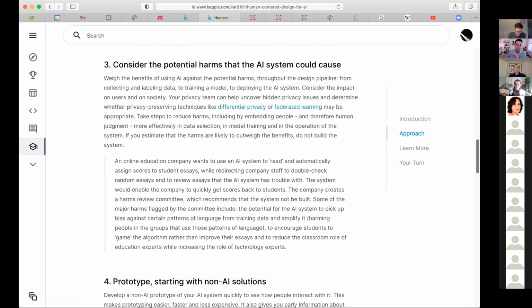Number 3, consider the potential harms that the AI system could cause. Weigh the benefits of using AI against the harms. So the first sentence says it all in that sense, right? The AI system could cause potential harms, but it also could cause benefits that make those harms worth the risk. But you do have to consider your entire design pipeline, all the way from the collection and labeling of data, model training, deployment, a lot of different places where undesirable behavior can enter the chain, and we'll see that later, especially in the bias unit.